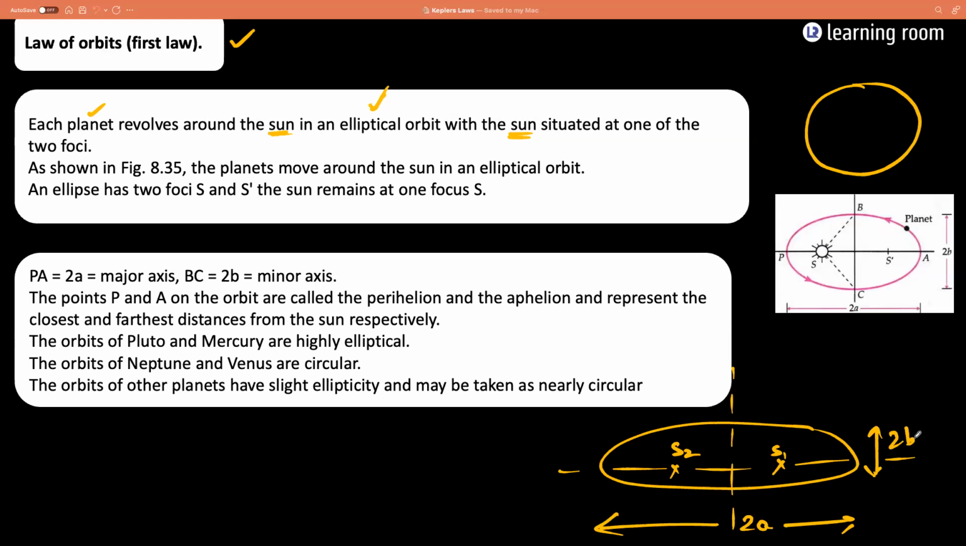It is represented as 2a and 2b, where if you take the center to be the origin, then you can divide it into two smaller major segments and two smaller minor segments. So this is a semi-major segment, this is a semi-major segment, this is a semi-minor segment, and this is a semi-minor segment. Right? If you look at the points, there are two points that we have taken. One is P, which is the point closest to the sun, and A is the point which is farthest from the sun.